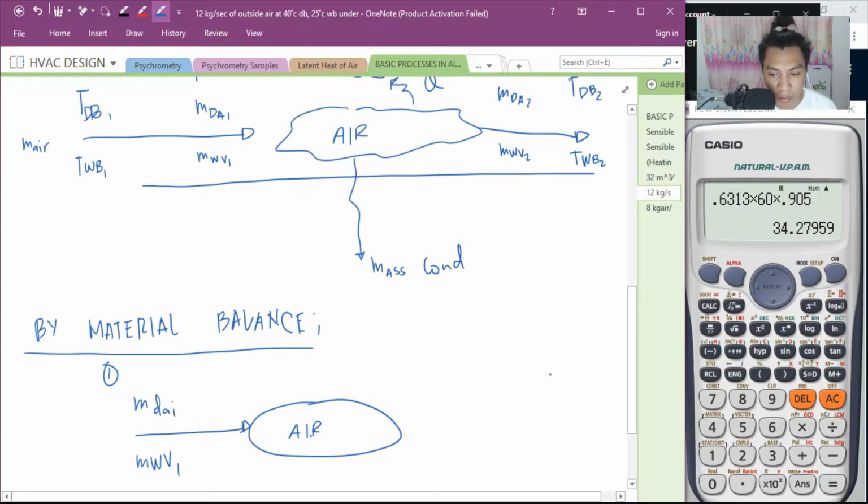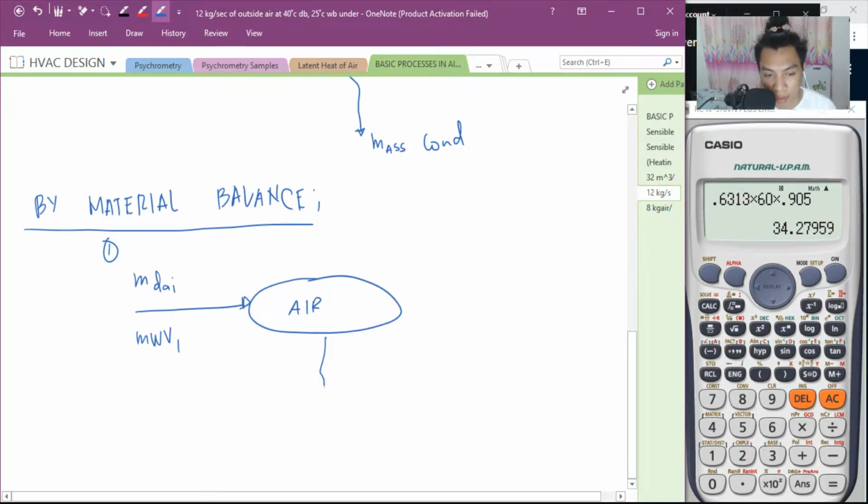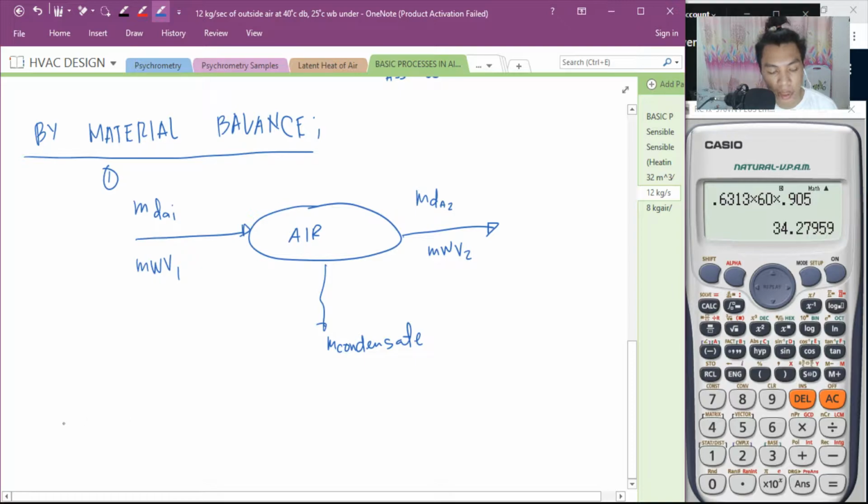And then, yung condensate mo that is given off to the system, mass ni condensate. And then, lalabas yan as mass ni dry air, 2. Tapos, mass ni water vapor, 2. Now, let us see. Okay?